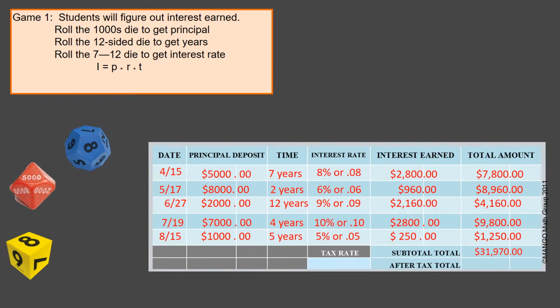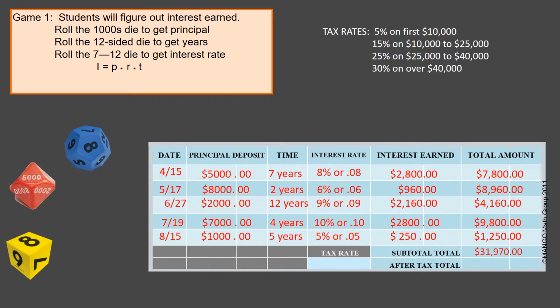Once they've generated all their numbers, they're going to come up with a subtotal, which is what they earned: $31,970. Now, this part I added in, but it's not accurate, so don't think that this is the normal, but it kind of went along with some trends in what percent we pay in taxes off of money that we have invested.